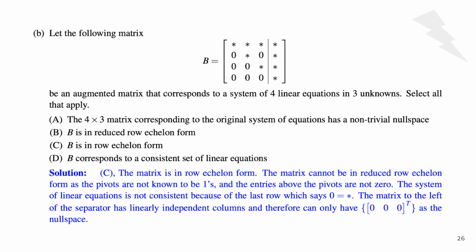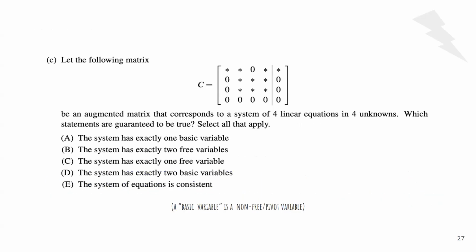So the bigger thing to note here is we can essentially rule out options A, C, and D. And we can tell that our B is in row echelon form, but not reduced row echelon form, because we do not know what those pivot values are right now.